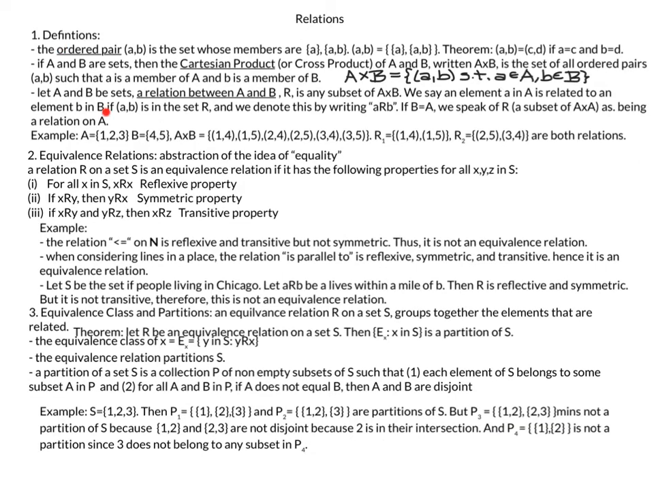So far we've gone through the definition of ordered pairs, Cartesian product, and relations. We talked about equivalence relations and the properties, and we did these examples here.